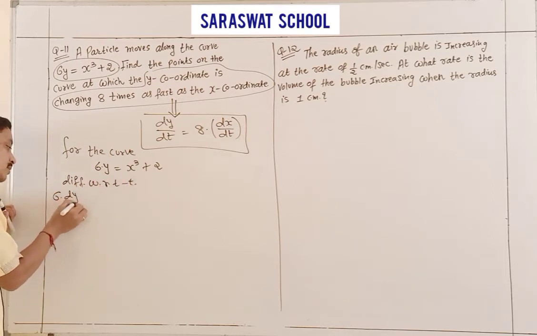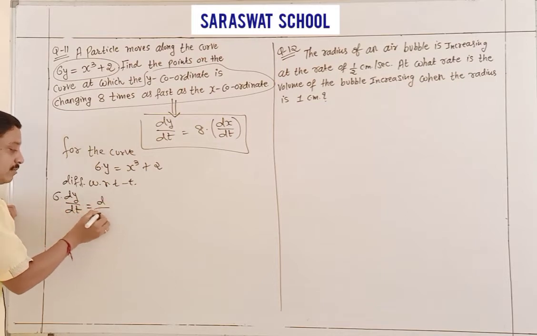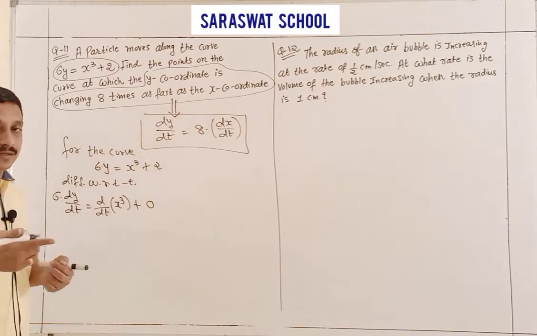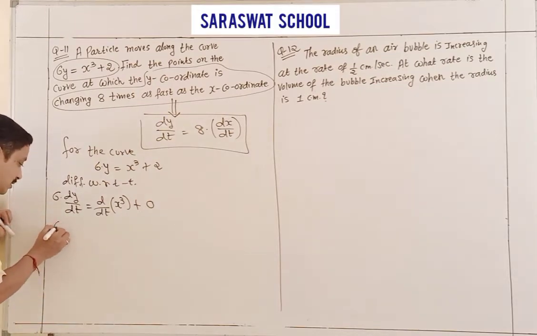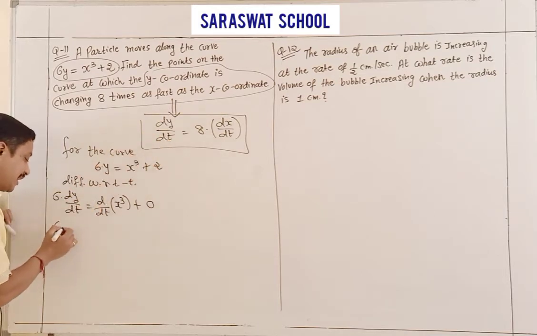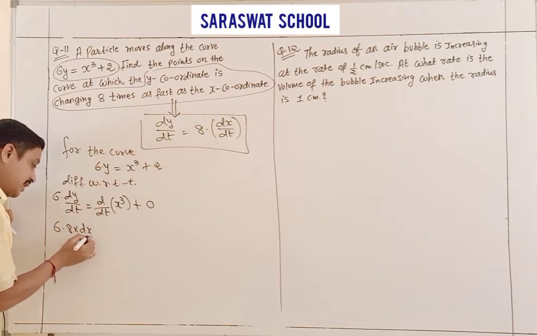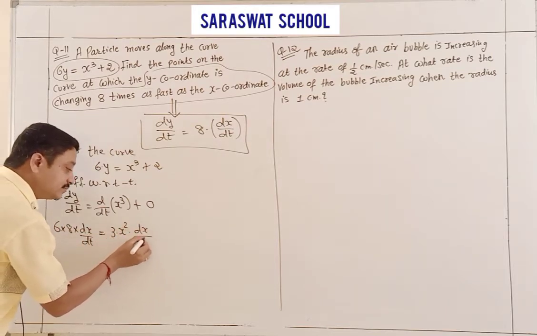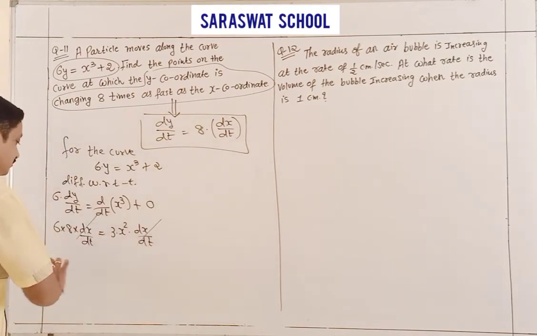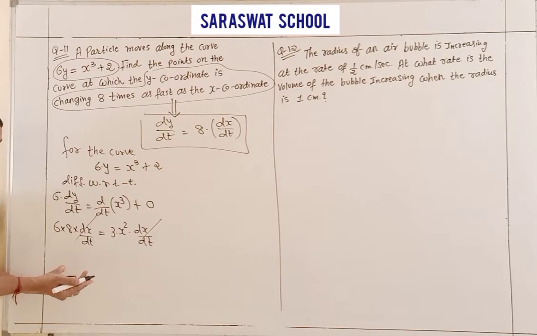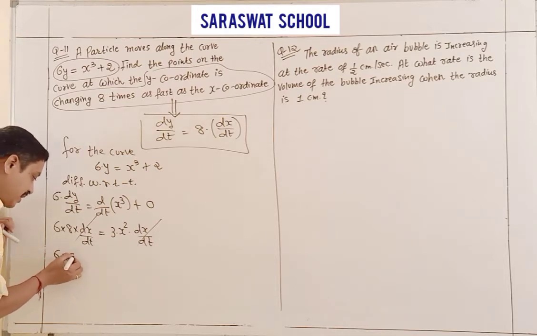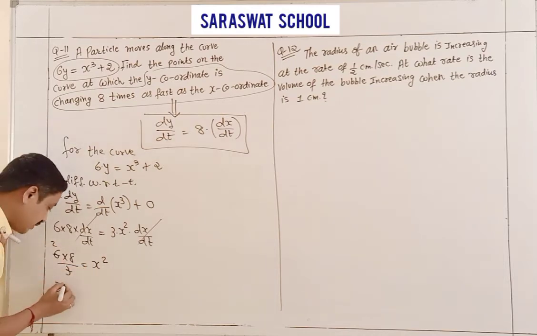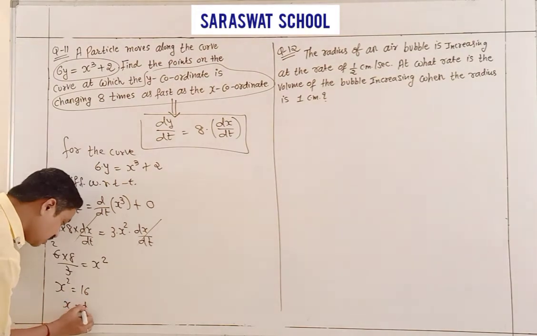So 6 dy by dt. Here d by dt of x cube, and here constant, derivative 0. So 6 times dy by dt, which is 8 times dx by dt, that I put down there. And here 3x square times the derivative of x with respect to t, this cancels. Correct? Now easily done. So what is your answer? 6 into 8 by 3 is equal to x square. It is 3 2's, means total x square is equal to 16, means x is equal to plus or minus 4.